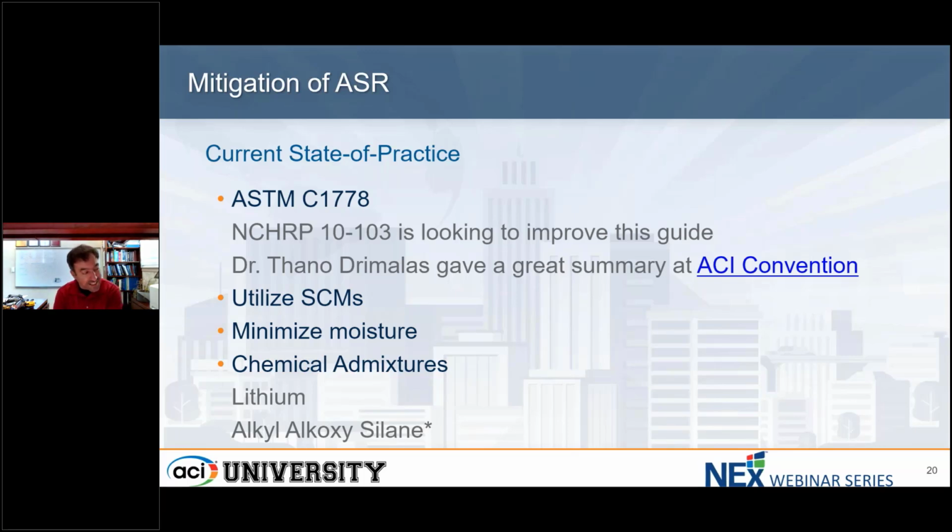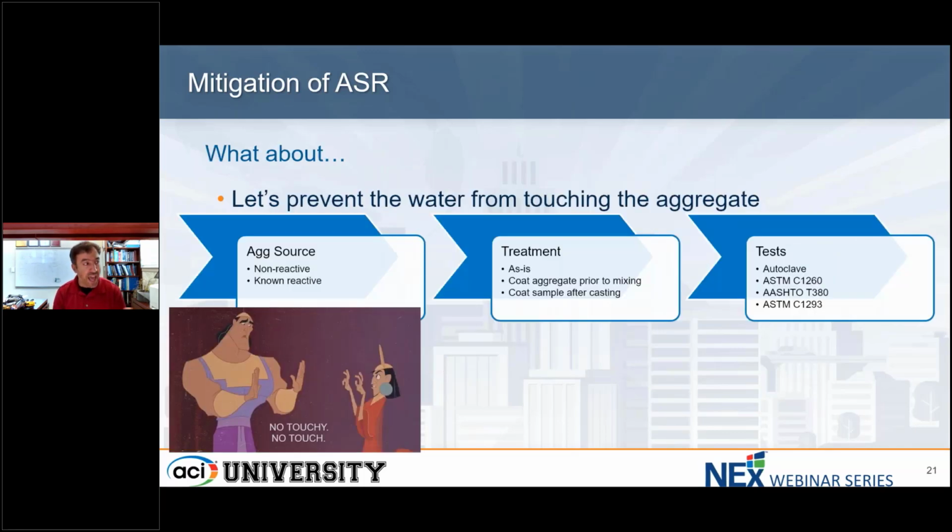And then I added this thing at the bottom, alkoxysilane. It was shown way back 30, 40 years ago as a potential admixture to mitigate ASR. And when you follow that research, it never really progressed beyond just a few studies, which was kind of interesting. So that, coupled with some other recent research, led us to think, all right, we're going to use SCMs, we're going to minimize moisture, but what else can we do? Let's prevent water from touching the aggregates. If the water's not there, the reaction can't go.